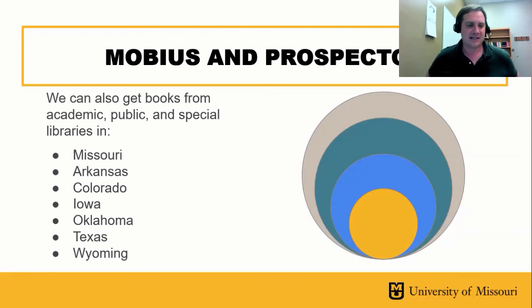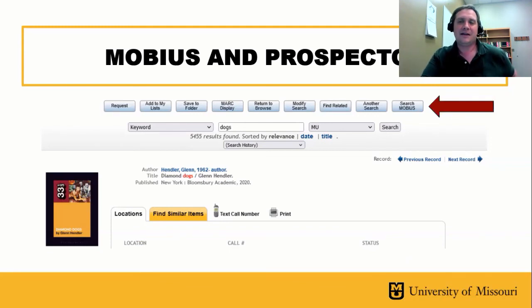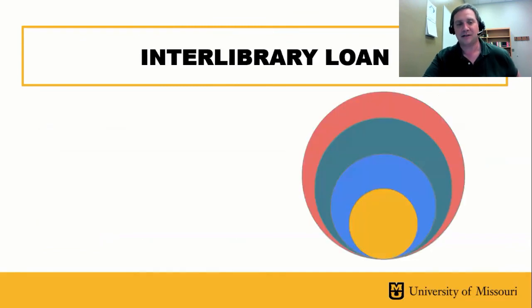So if we don't have it in the system, then we can start reaching out to those libraries, and you can check out items from there, and then they're delivered typically by a courier over to our library, and you would just check it out from here as you would one of our books. To do that, if you find a book in Merlin and you see this little button off to the side that says search Mobius, then you can click that and it will take you to a different catalog where you can see if other libraries have that available. And then there's a request button in there.